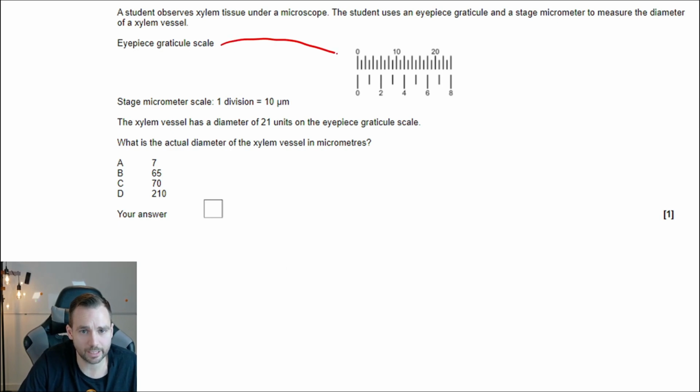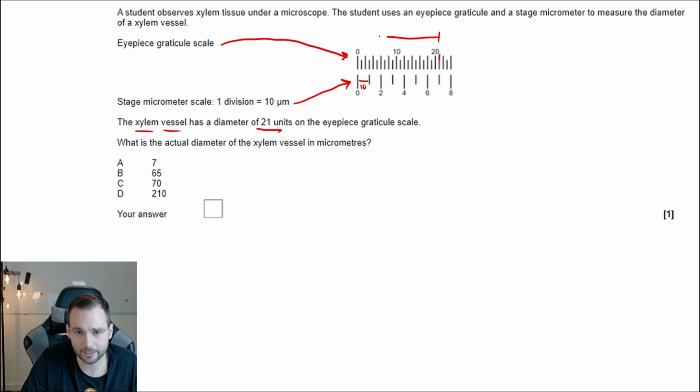So the top scale is the eyepiece graticule and the bottom scale here is the stage micrometer. And they're saying one division from there to there is 10 micrometers. They're saying that a xylem vessel has a diameter of 21 units on the eyepiece graticule scale. So it's 21. So we'll just double check there's 10 divisions. 1, 2, 3, 4, 5, 6, 7, 8, 9, 10. Yeah. So we're saying up to there.